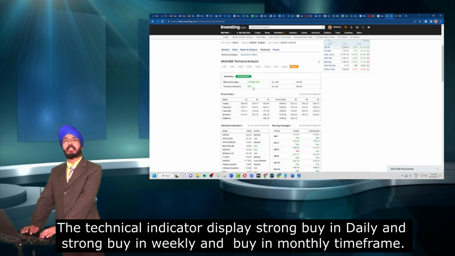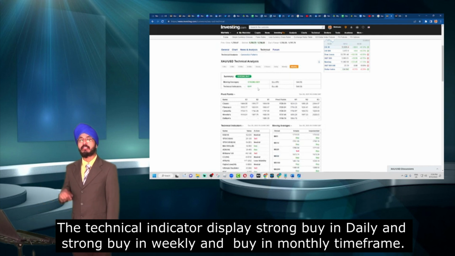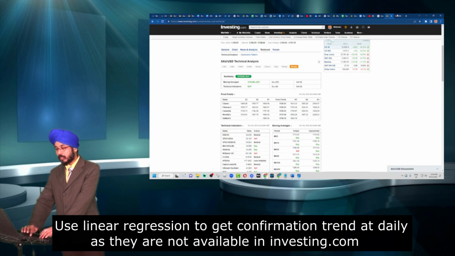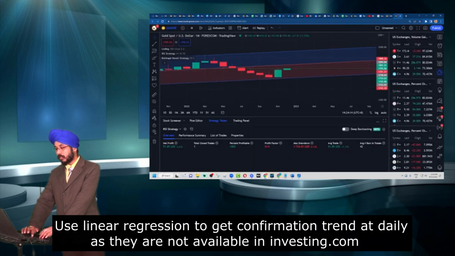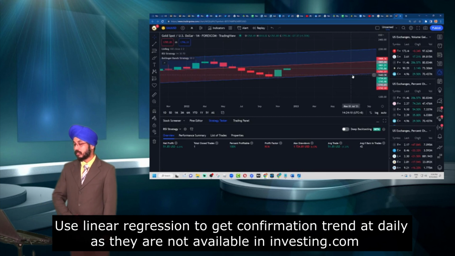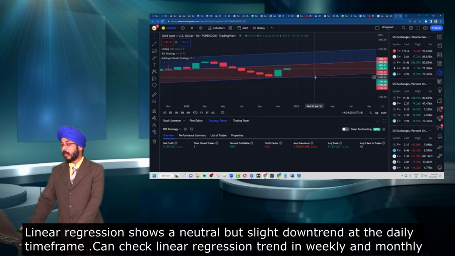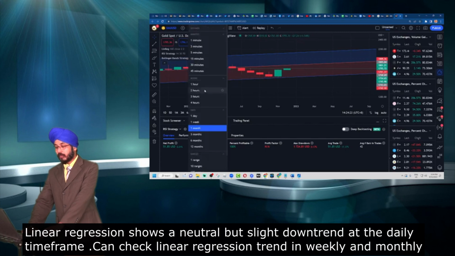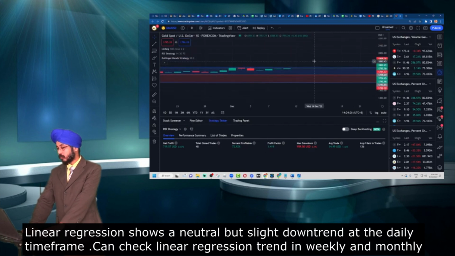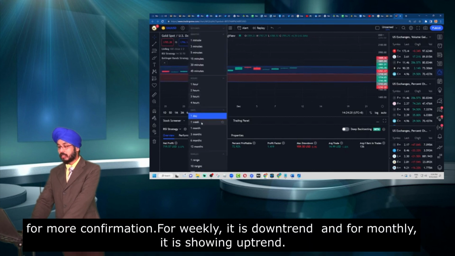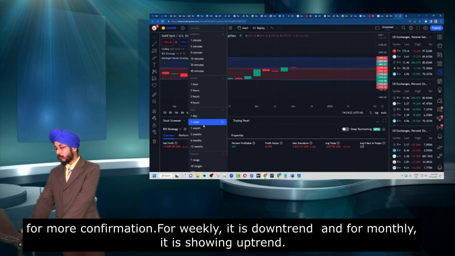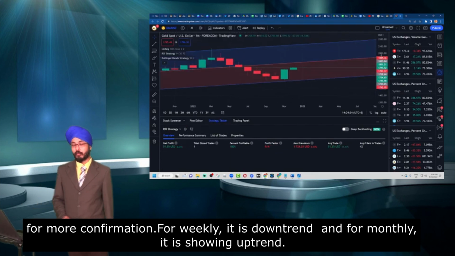We will use another indicator known as the linear regression to see what the trend would be. At the daily, we can see a slight downtrend and it's more neutral. On the weekly, it is also neutral as well as a slight downtrend. And if we go towards our monthly, we would be able to see that we have an uptrend over here.